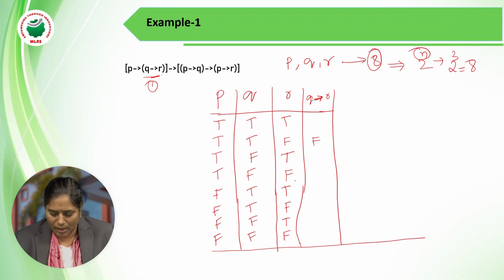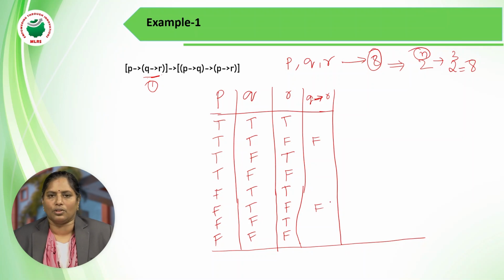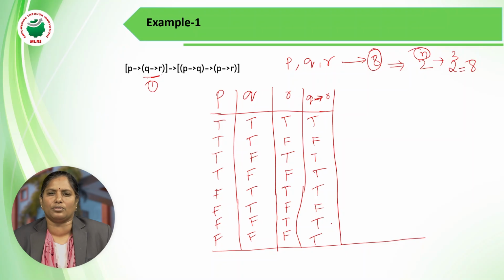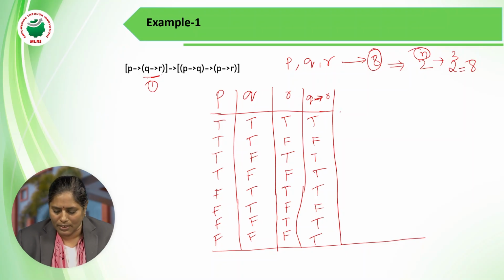And again false true, false false, true true, and in the sixth condition it is true false. So it gives false. Remaining ones, blindly put true. No need to check the other ones. Simply it is true. Why? Because implication gives false only when the first statement is true and the second statement is false.